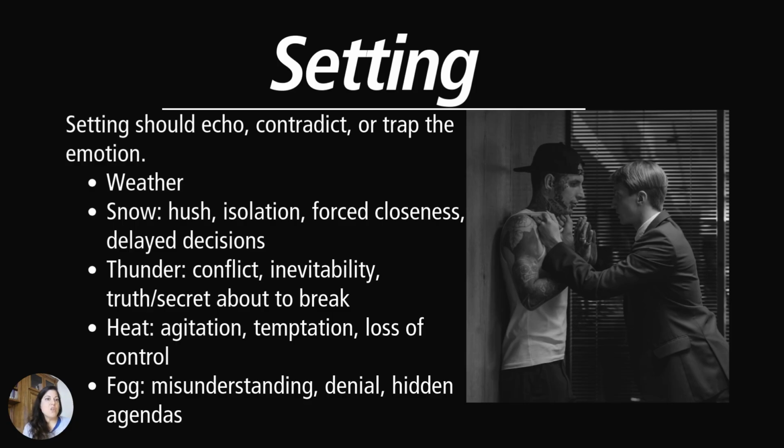If you've got snow in your scene, that implies a hush has fallen over the area. It implies isolation. It's harder for people to get out when snowdrifts are high. Or it might force closeness between two characters. They might be locked in the cabin with all the snowdrifts outside. They can't get out easily. You might have thunder, which signals conflict or inevitability, right? You can't stop the thunder. It might foretell a truth or a secret about to come out.